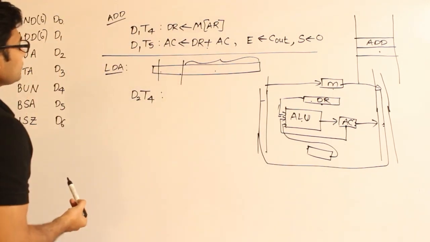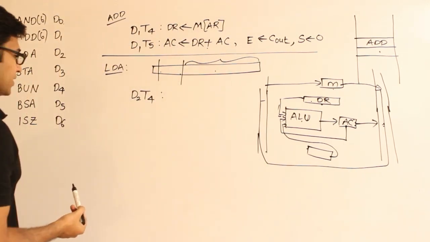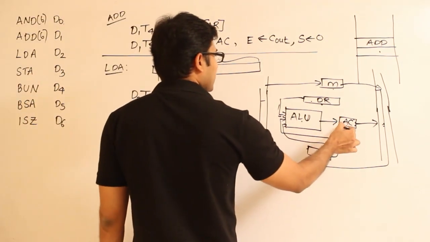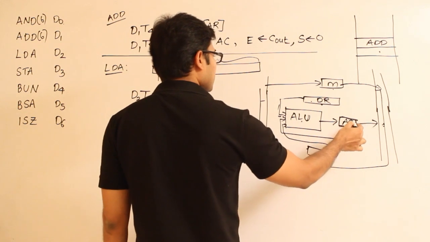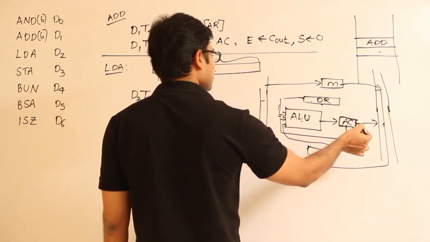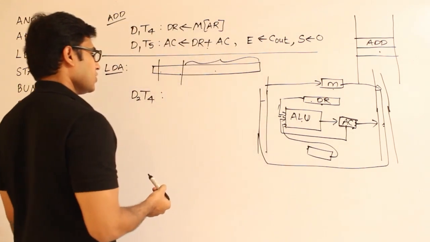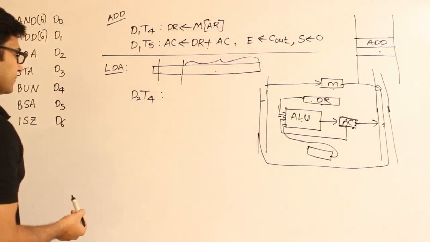Okay, now see this one. So what is the reason for this? Because we don't want anyone to load it directly or use it for their purpose. The only reason why we are using AC is to store the output of the ALU, right? We don't want anyone to load it unnecessarily.